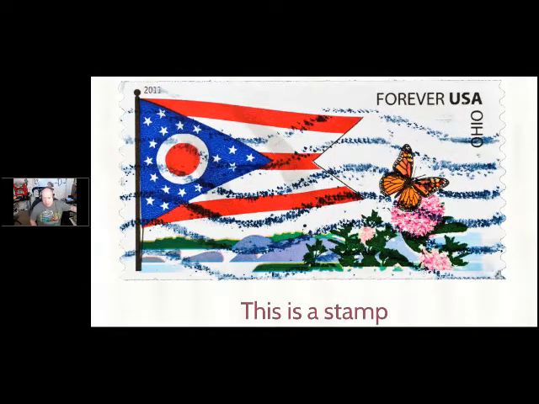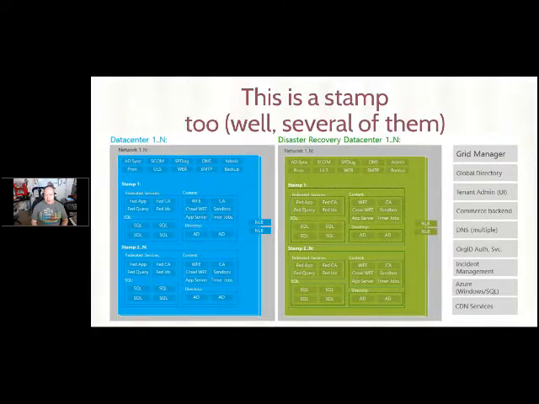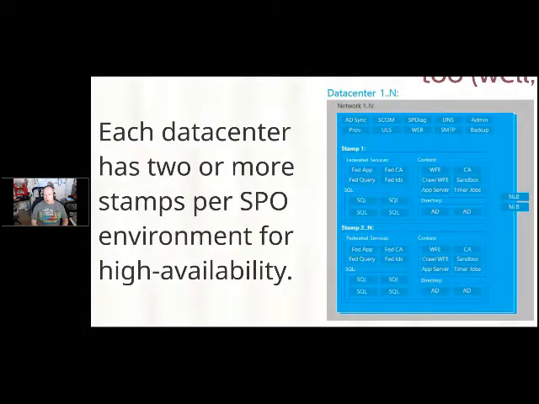Well, the term stamp is relevant because a SharePoint Online environment is also known as a stamp. And a stamp contains everything that's necessary to run SharePoint Online. So every time you set up SharePoint Online in a tenant, you're basically located within a data center in a couple or more stamps. The reason it's a couple or more is to cover high availability scenarios. So within a data center, we have multiple stamps for high availability.